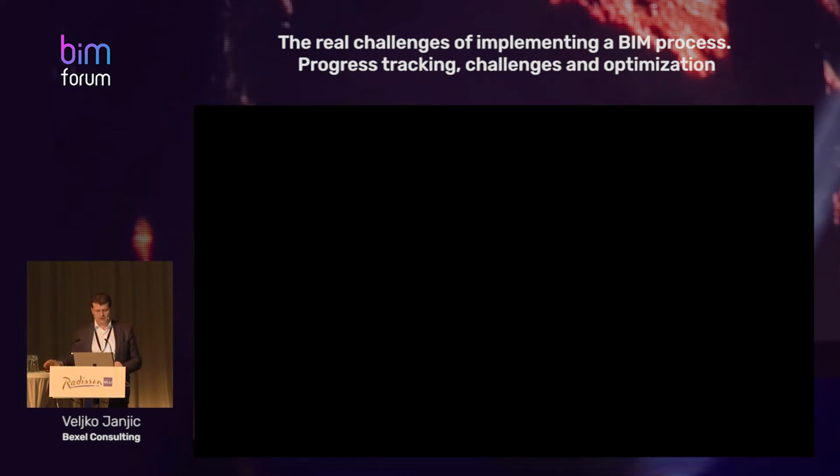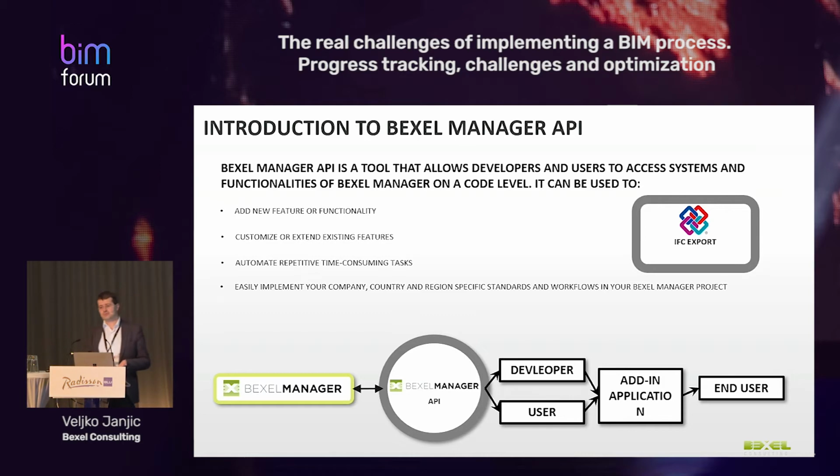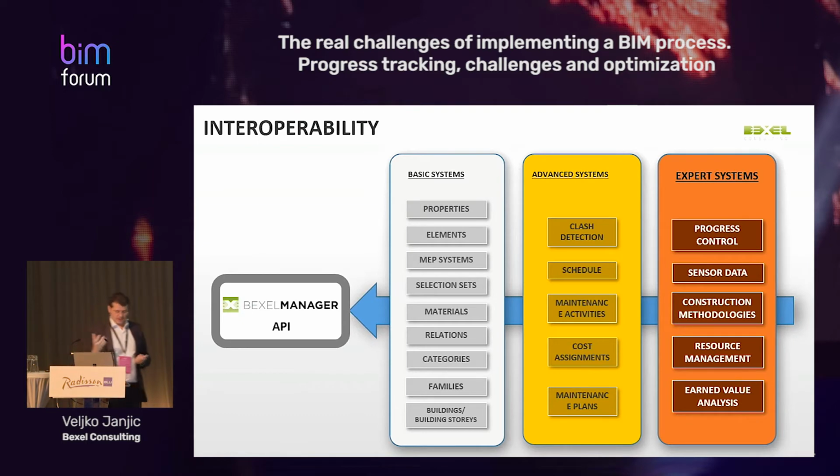Okay, so this is our API. Like every API, how does it work? You can, as a user, develop your add-in application, or a developer could do that, and then the end user could access it. There are a number of data you can access: properties, elements, systems, selection sets, materials, relations, categories. For example, with relations, you can identify all windows, write a checklist, find windows which are not hosted by the wall, and send the report with mistakes to the designer.